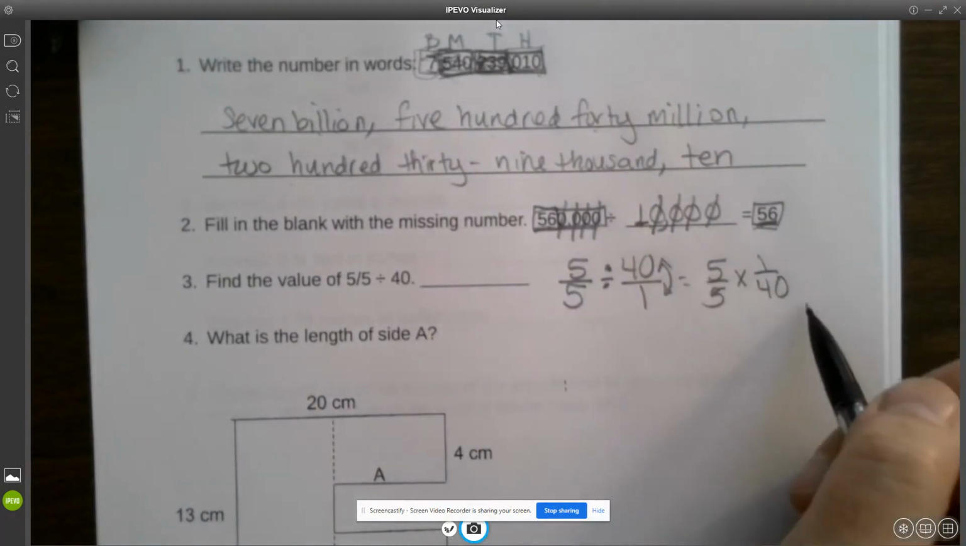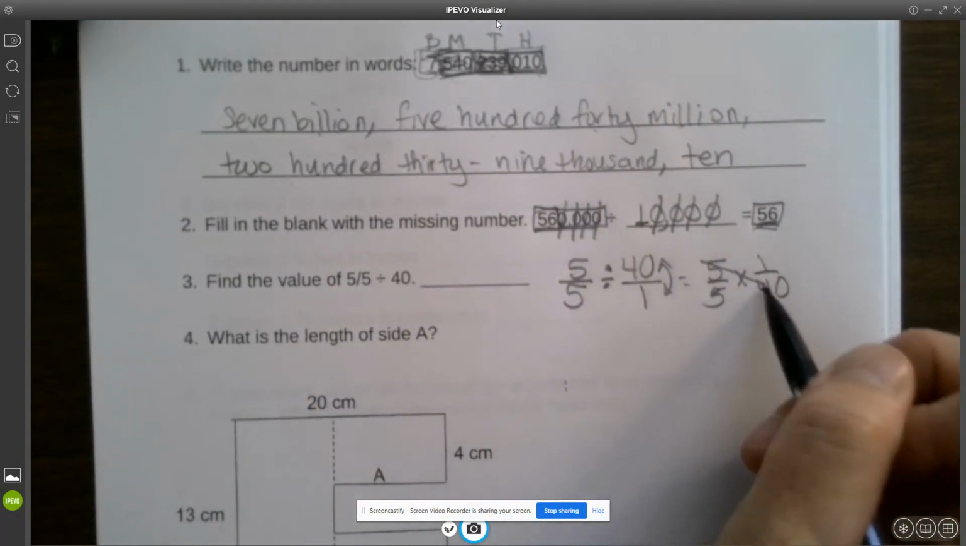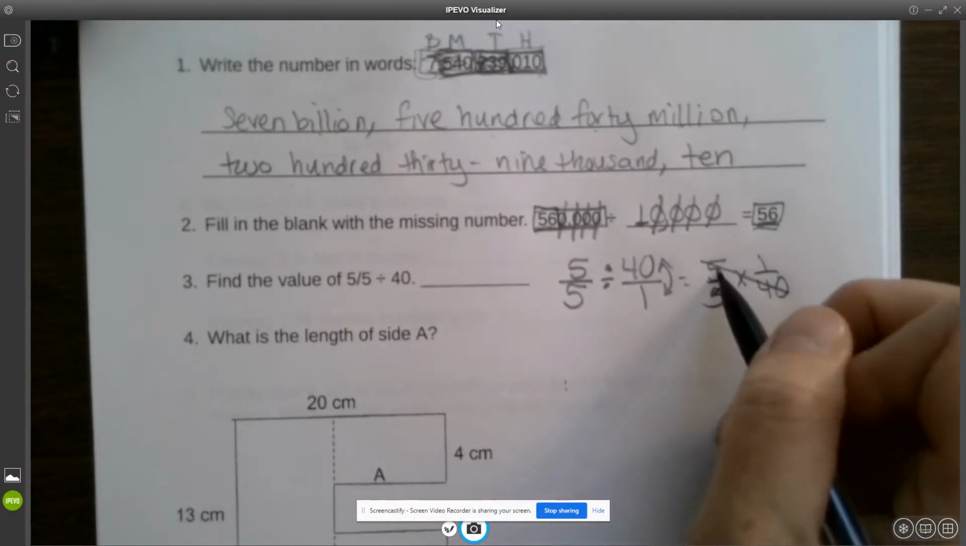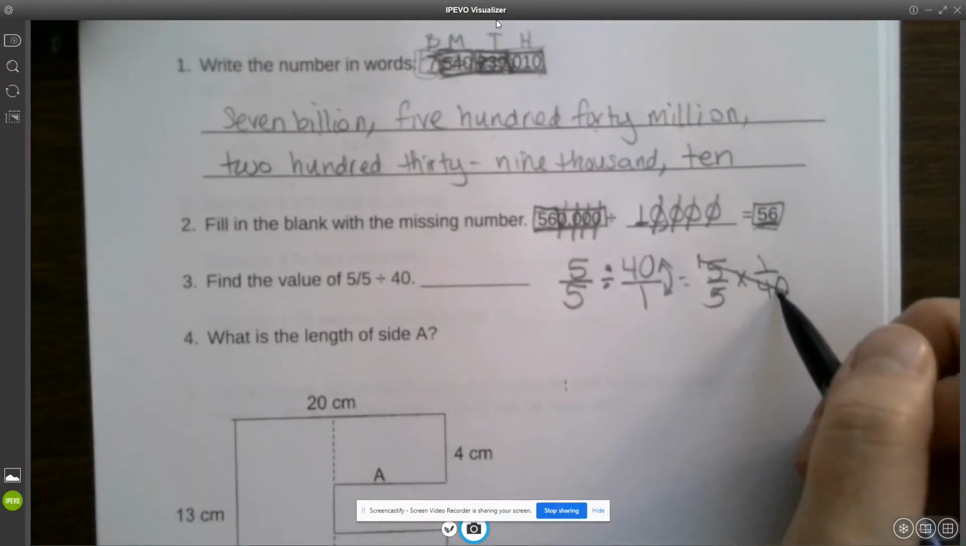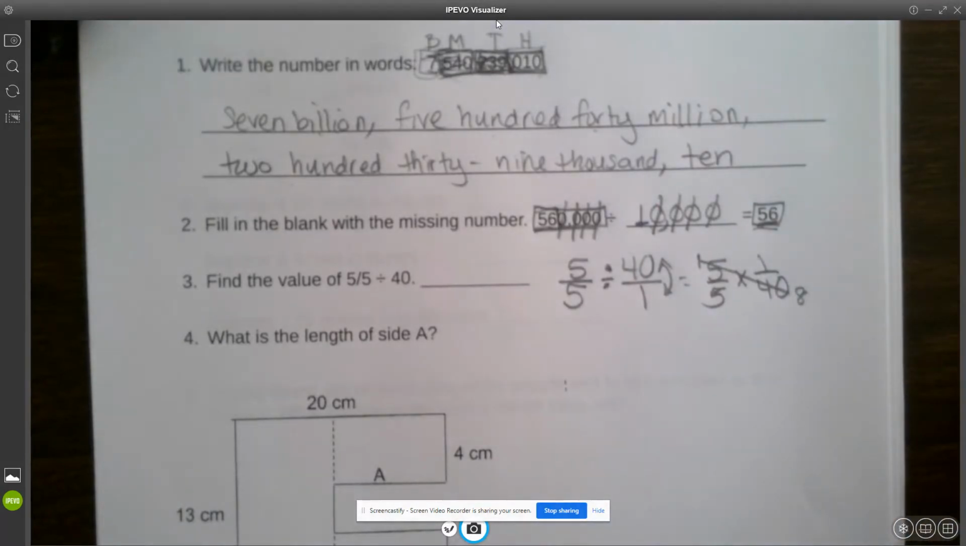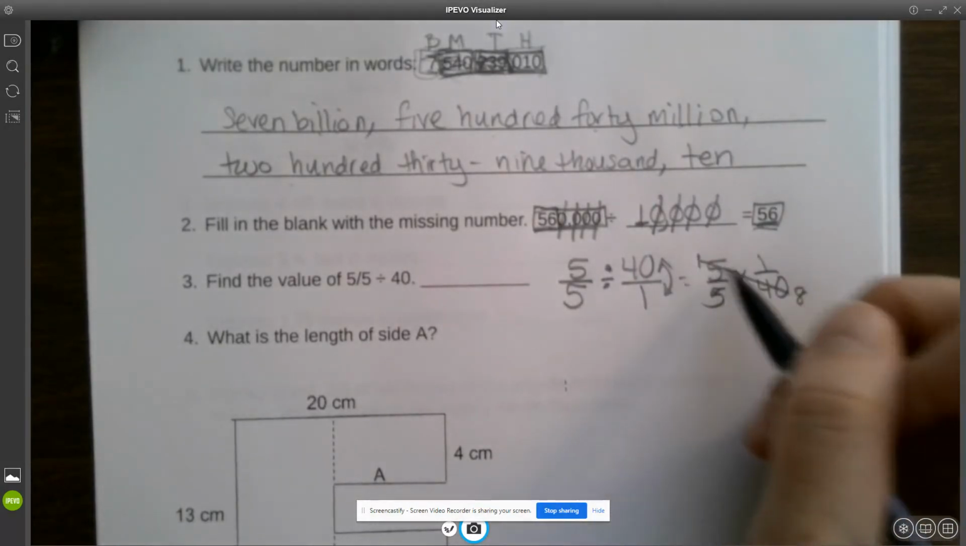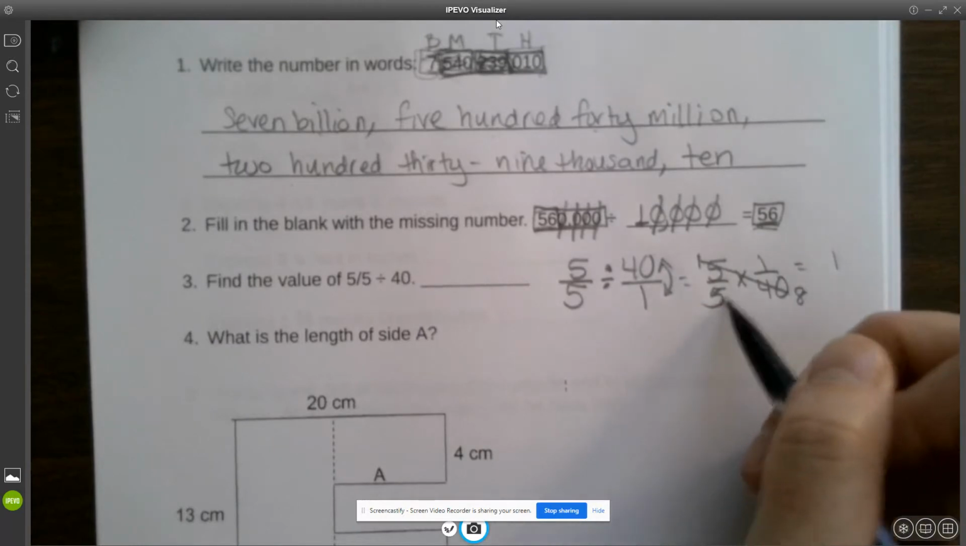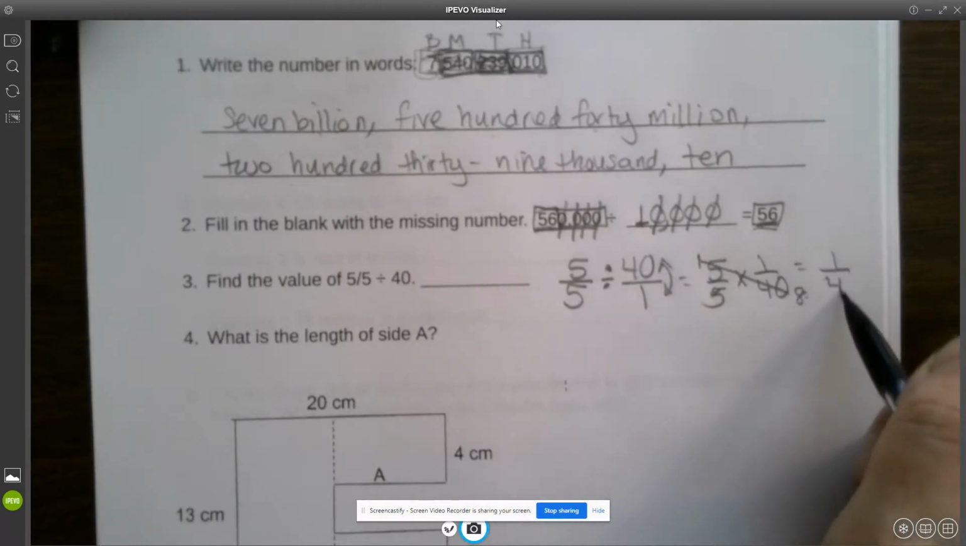Okay, I see where I can cross reduce here. There's a trick. They both divide by 5. 5 divided by 5 is 1. 40 divided by 5 is 8. Now I can multiply across. 1 times 1 is 1. 1 times 8 is 8.